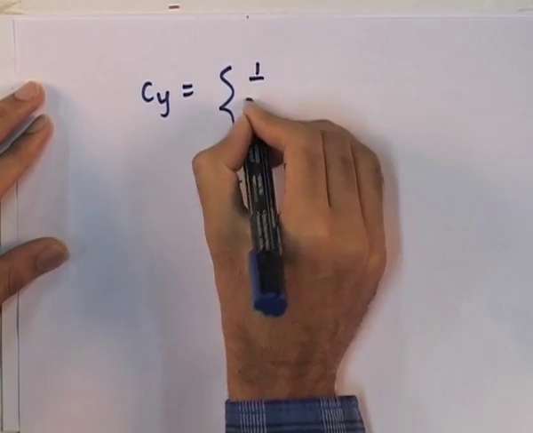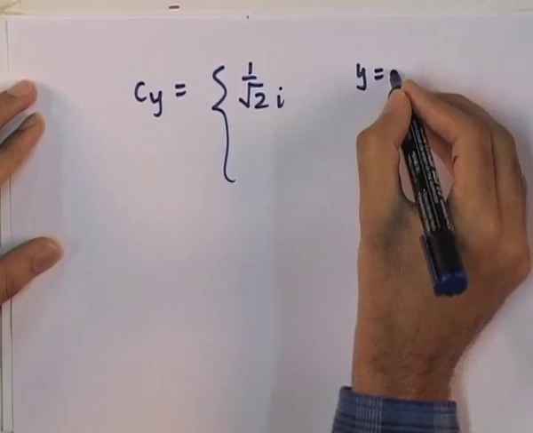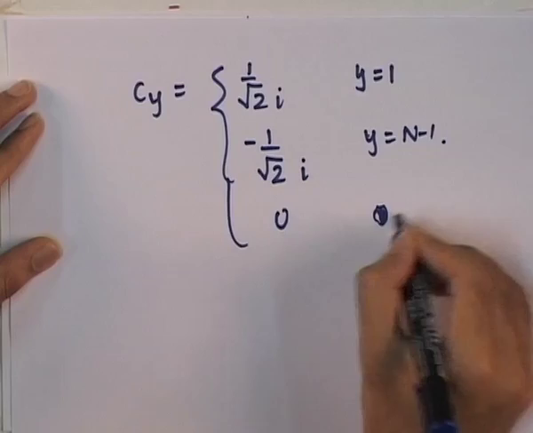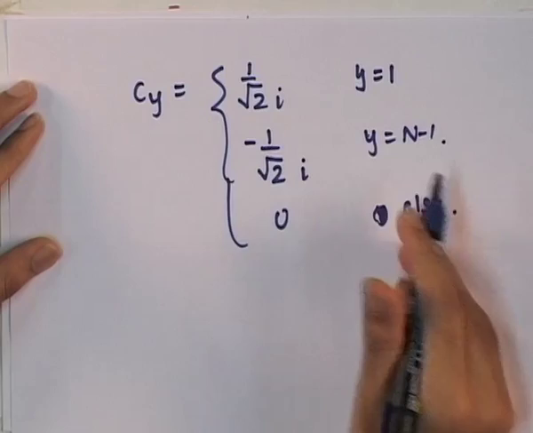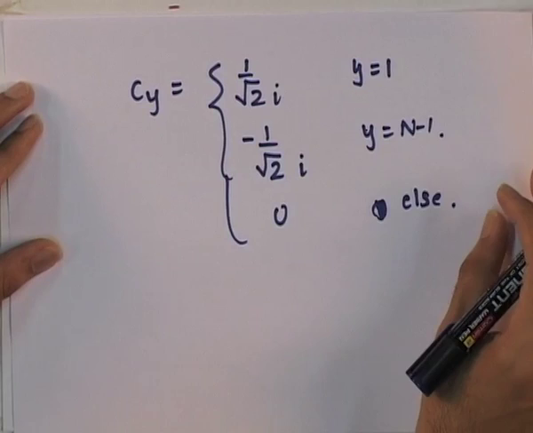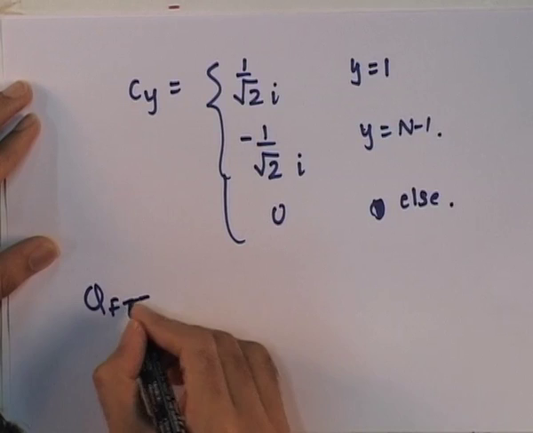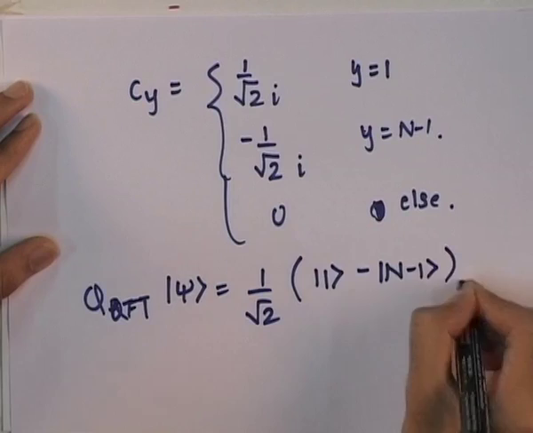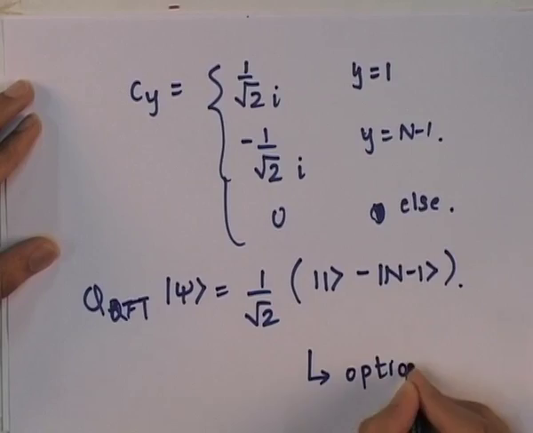So, the coefficient of y is equal to 1 upon root 2 I when y is equal to 1, it is minus 1 upon root 2 I when y is equal to n minus 1, and it is equal to 0 in any other case. Now, the factor of I does not matter because while normalizing, any overall phase factor does not matter. So, the answer which we get is 1 upon root 2 times |1> minus |n minus 1>, which corresponds to option B. So, option B is the correct answer.